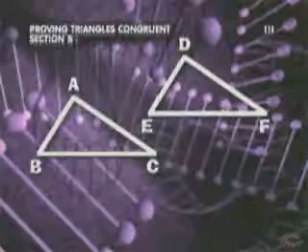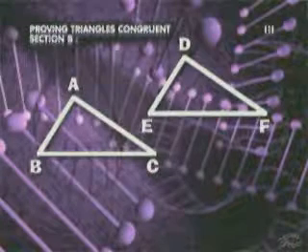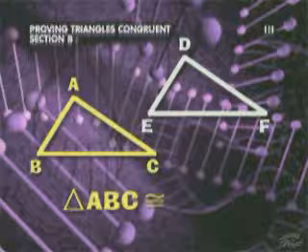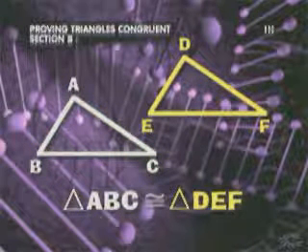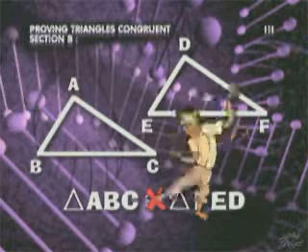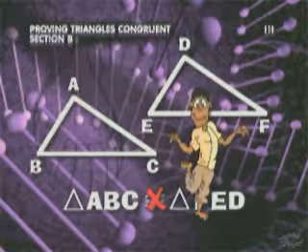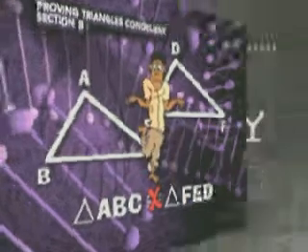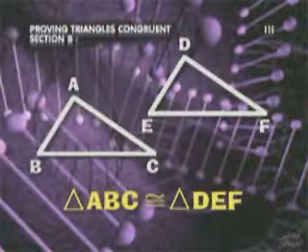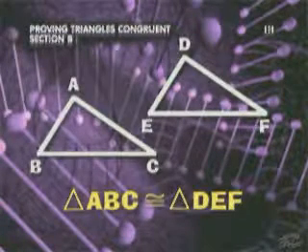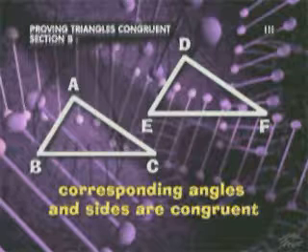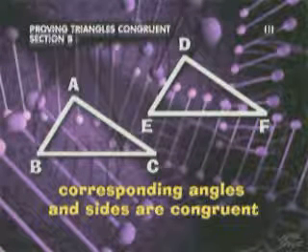Here are two congruent triangles. To precisely state the congruence, we say triangle ABC is congruent to triangle DEF. We can't say triangle ABC is congruent to triangle FED. Why? Well, let's see why. By saying that triangle ABC is congruent to triangle DEF, we're saying that corresponding angles and sides are congruent.